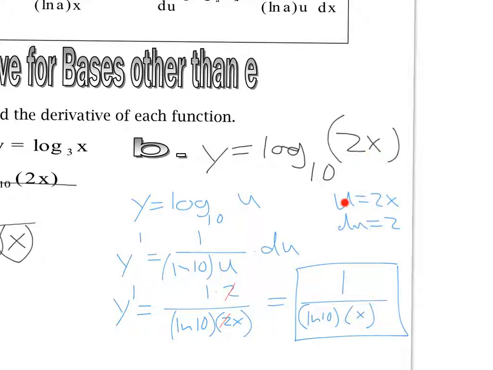Okay, so I did my u substitution. U equals 2x, therefore du is 2. So my new equation is y equals log base 10 of u. Therefore the derivative is 1 over the natural log of 10 times u on the bottom, and then times du out here. Well, plug it all back in. You got the natural log of 10, you got 2x for your u, and you got 2 for your du. Well, those 2's would cancel out, and so this would be your derivative. Let's go to the next page.